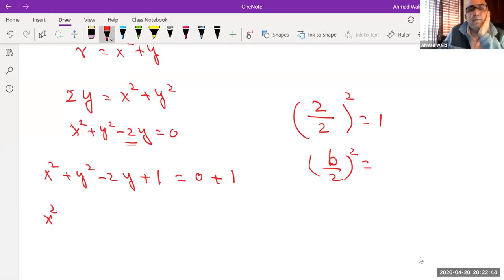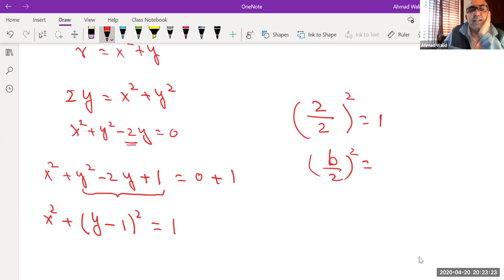Now, x squared plus, what is this? y squared minus 2y plus 1. Is this a perfect square trinomial? Yes. Let's write it in factor form. If I write in factor form, it will be y minus 1 squared. Take the square root of the first, sign from the second, square root of the last term, then a square, equals 1. What is this equation?